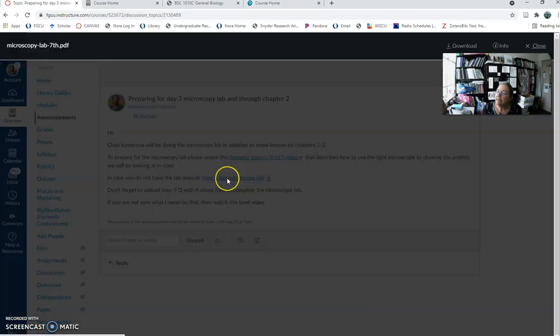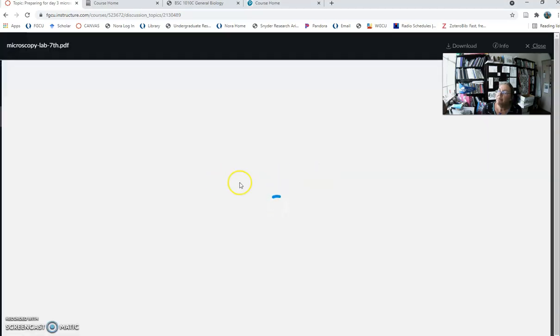And then I've linked here also the lab manual. We're in the 7th edition of the lab manual. If you don't have the 7th, see if you can return it to the library or to the bookstore and get the 7th. But some of you are still having questions about what I'm looking for with the 5 questions with answers.